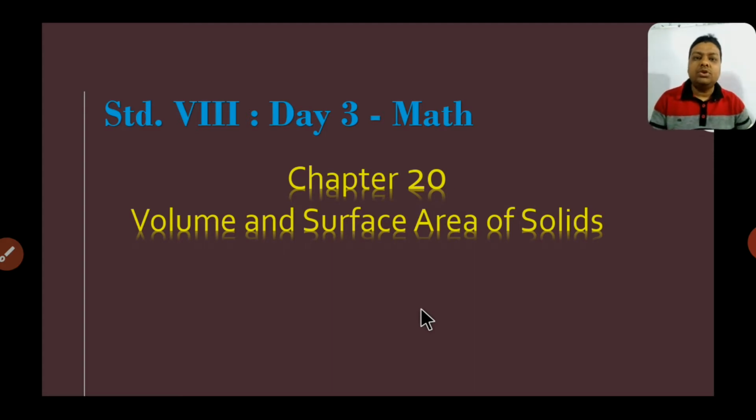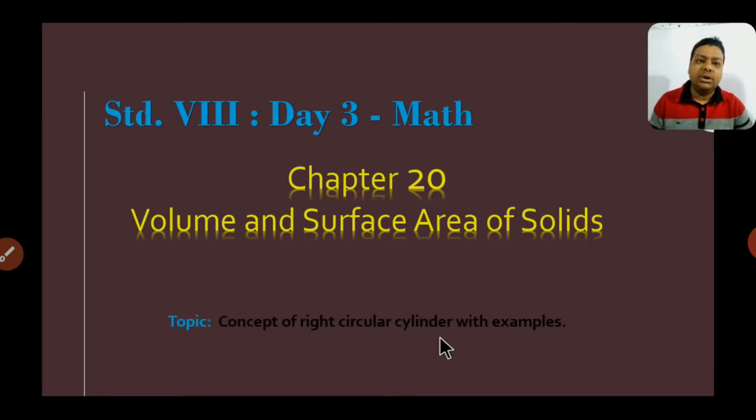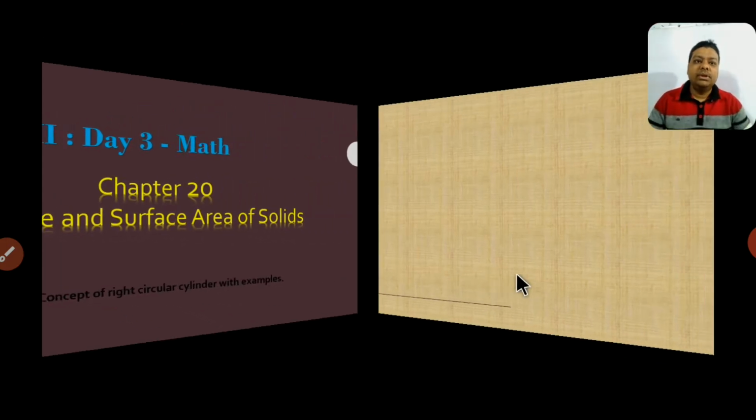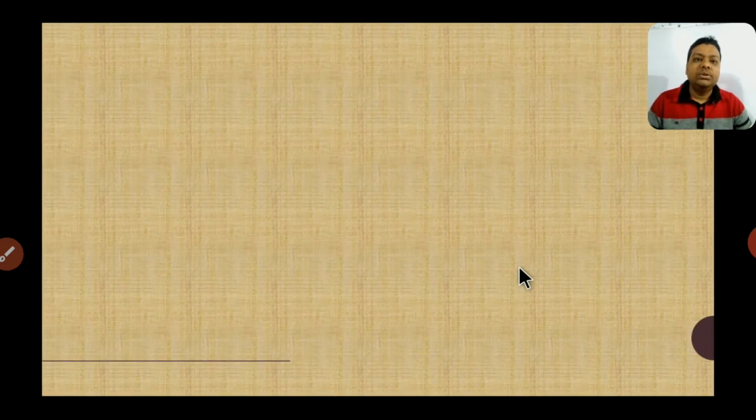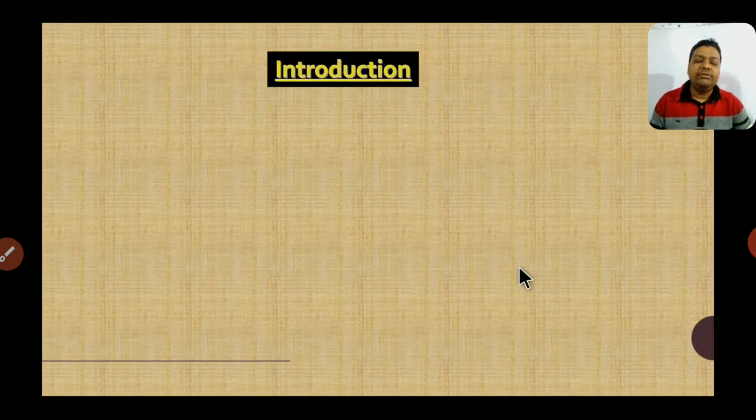So what is the next topic? Cylinder. This is also a solid figure. So today we will discuss the concept of a right circular cylinder with some examples. So let's start the class. Here you can see, at first we will discuss the introduction.